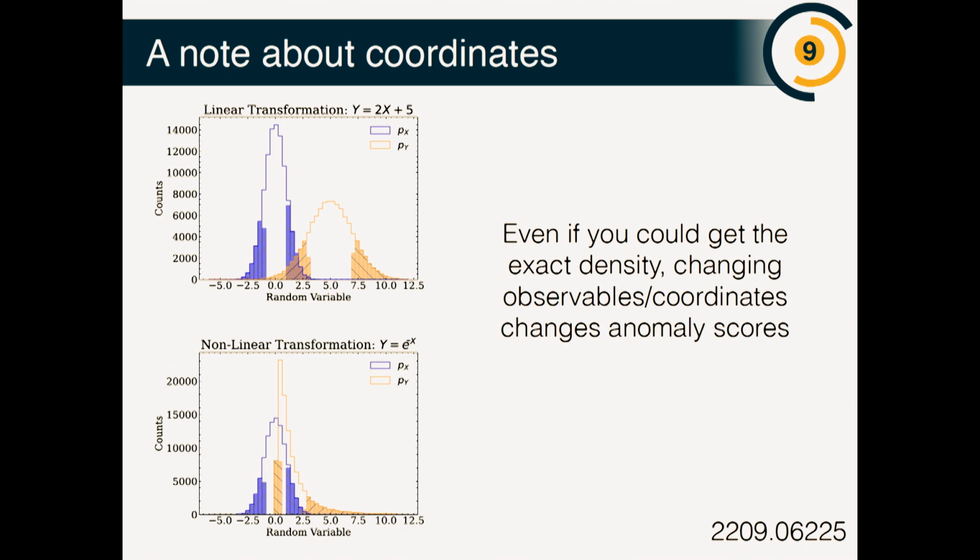But if I say do e to the minus x, so it's a nonlinear transformation, I swap where things are, and the tail that was on the right is now kind of in the core of the distribution for the yellow guy. And so even if you could get the exact density, which autoencoders do not do, and there are all sorts of questions about autoencoders versus variational autoencoders and whether it's learning the density or not, in this case you have to be careful about how you pick your coordinates.